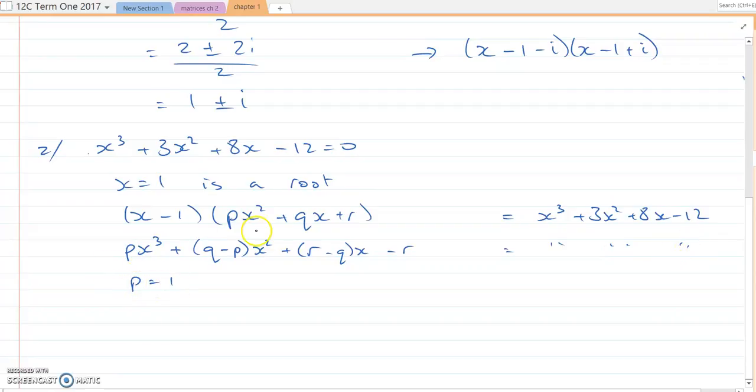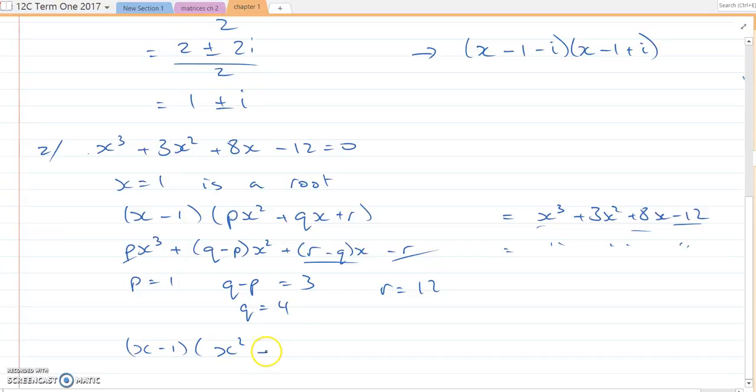p's got to be 1, for 1 times x cubed. q minus p is 3, p is 1, so that makes q 4. And r is 12, because this has to equal this. And just double checking, r minus q is 8: 12 minus 4 is 8. Alright, so that's done. So this factorizes to x minus 1 times x squared plus 4x plus 12 equals 0.